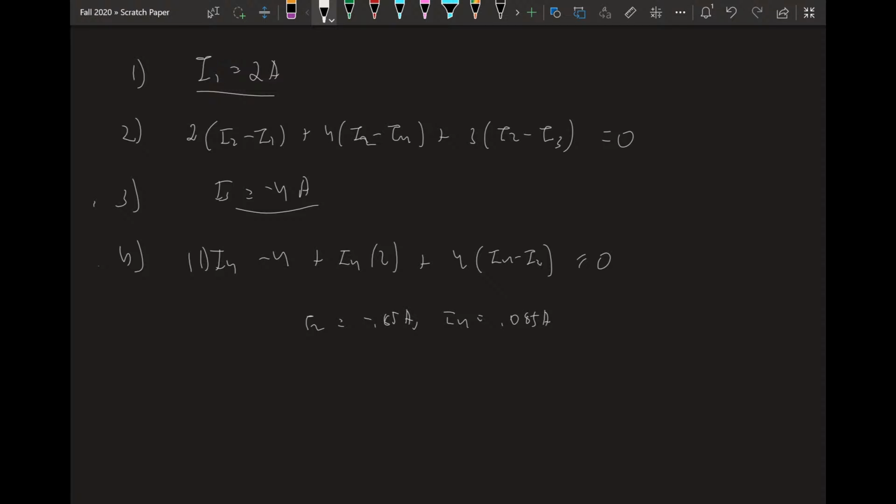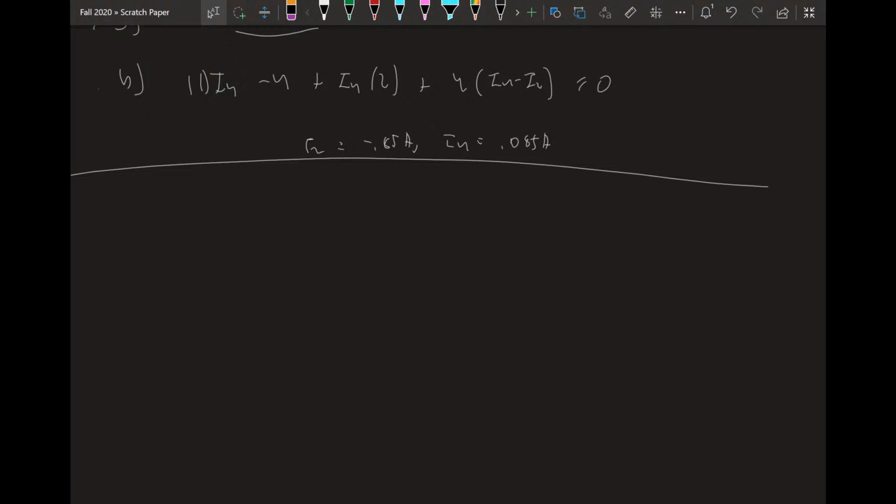Okay, so let me do one more mesh current example, and then we can move on to bigger and better things.